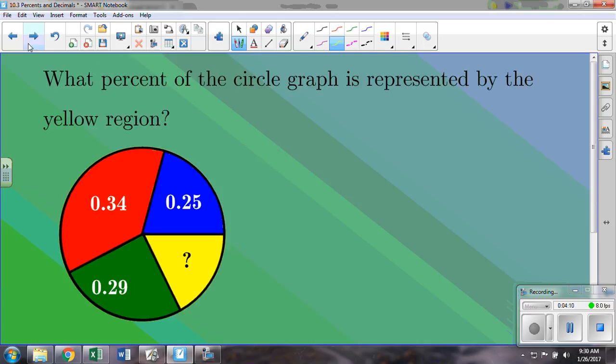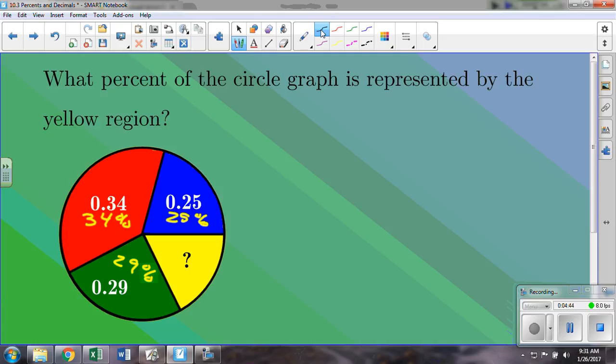All right, so what percent of the circle graph is represented by this yellow region? Okay, well, one thing to keep in mind. 1 whole is 100%. Each one of these things we could represent then 34%, 25%, 29%, and then the yellow region. Together, all of those things have to be 100%.